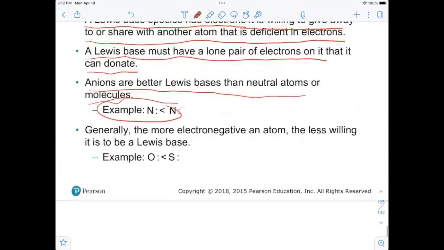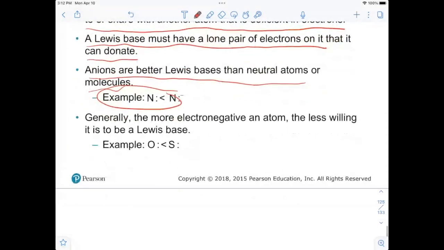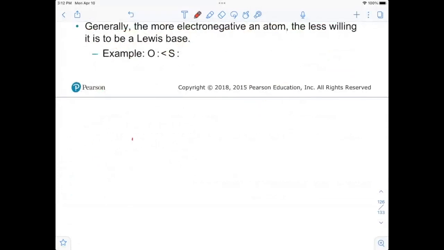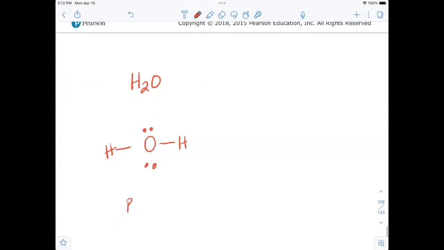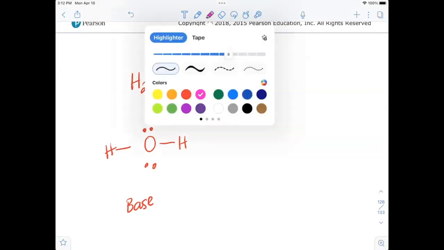So let's talk about this, right? I'm going to look at water and talk about what form of water is a good base. So we have water, right? Lewis structure. This right here, lone pair. Okay, we can classify this as a decent base. So right now, I'll just say it's a base according to the fact that it has lone pairs.